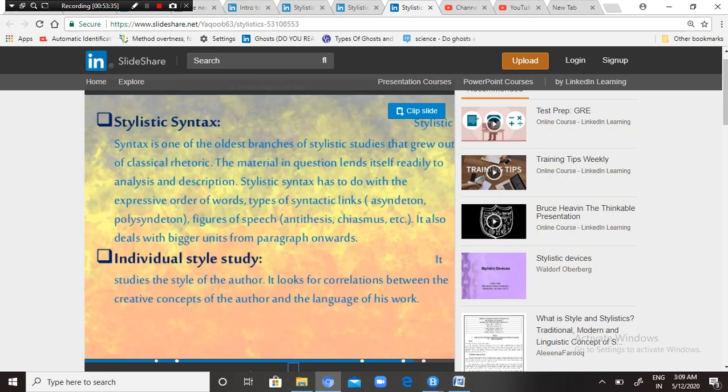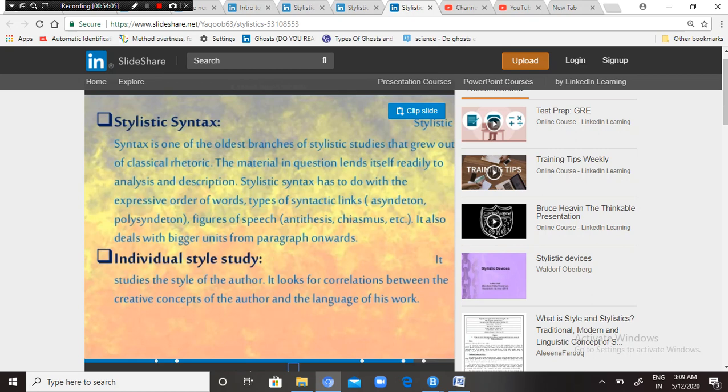Stylistic syntax. Syntax is one of the old branches of stylistic studies that grew out of classification theory. The material in question lends itself greatly to analysis and description. Stylistic syntax has to do with the expressive word order, types, and syntactical links. Okay, figures of speech. It also deals with the bigger units from the paragraph onward.